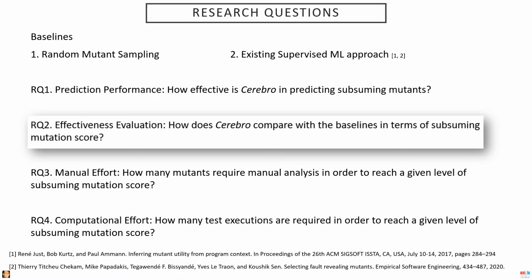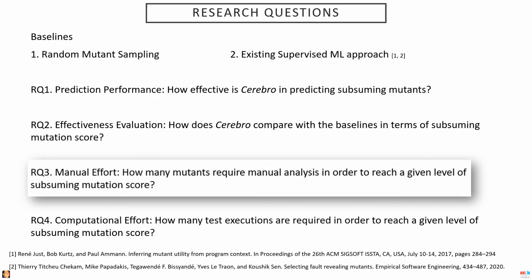Because predictions may select weak subsuming mutants, resulting in less effective tests, to evaluate test effectiveness, we measure the subsuming mutation score achieved by Cerebro and compare it with the baselines.